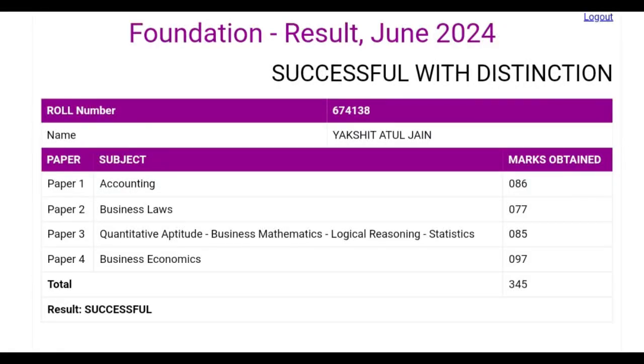So in this video, I'll be analyzing my certified copy of the CA Foundation accounts paper of the June 24 attempt, in which I scored 83.5 marks out of 100 and was also given 2.5 marks grace. So a total of 86 out of 100 in accounts. I'll be analyzing the paper and sharing tips for paper presentation for the accounts paper.